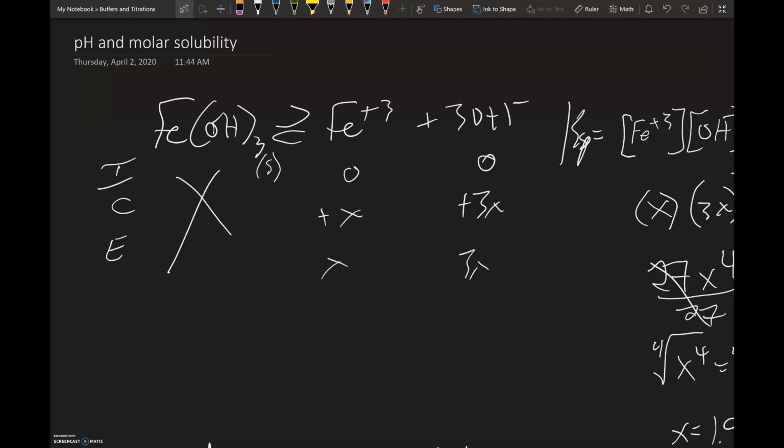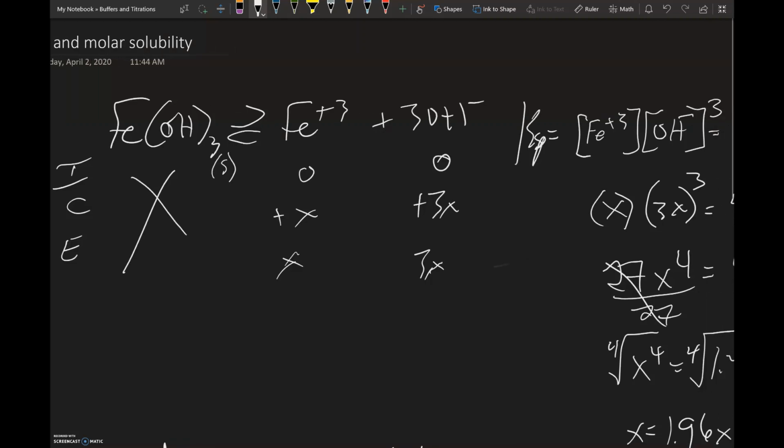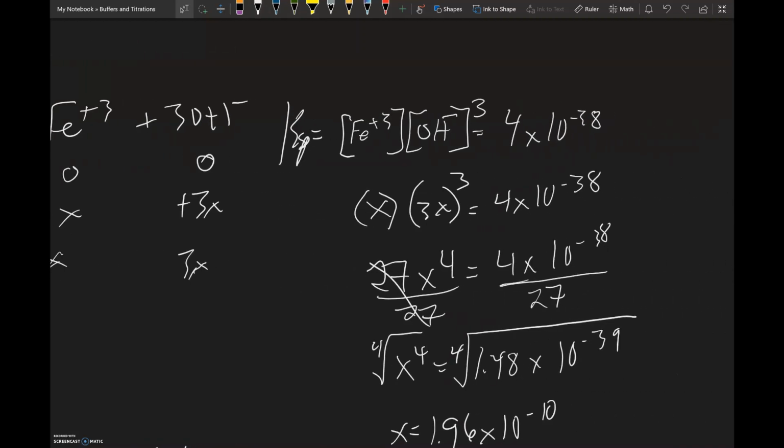You can see the ICE chart is set up. The initial concentrations are 0. You have plus x for the Fe3+ and plus 3x for the 3 hydroxides. So that carries down into what you see here. Now the equilibrium expression for that is Ksp equals Fe3+ times hydroxide to the 3rd power, because it's 3 hydroxides, and the constant was found to be 4 times 10 to the negative 38.